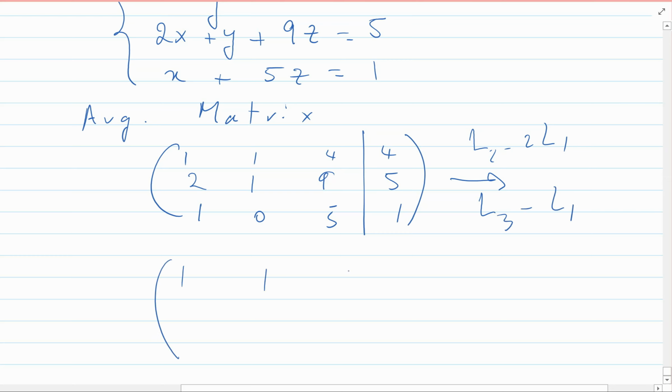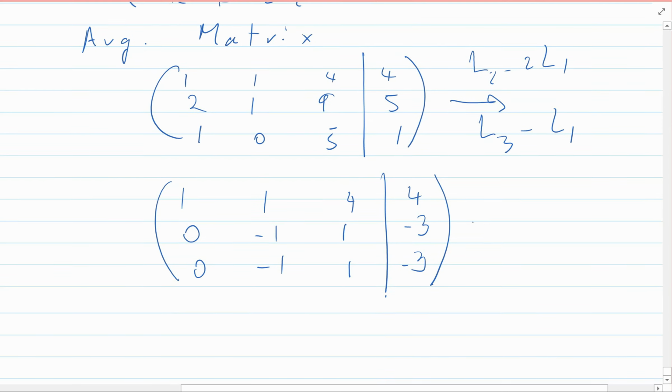1, 1, 4, 4. 2 minus 2, 0. 1 minus 2, minus 1. 9 minus 8, 1. 5 minus 8, minus 3. And then we have 1 minus 1, 0. 0 minus 1, minus 1. 5 minus 4, 1. 1 minus 4, minus 3.